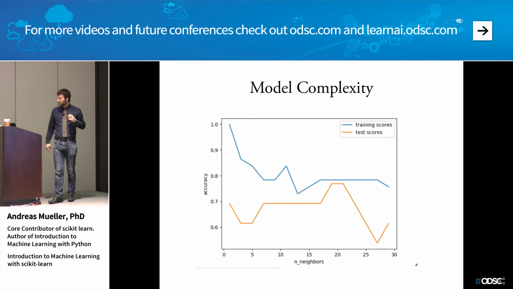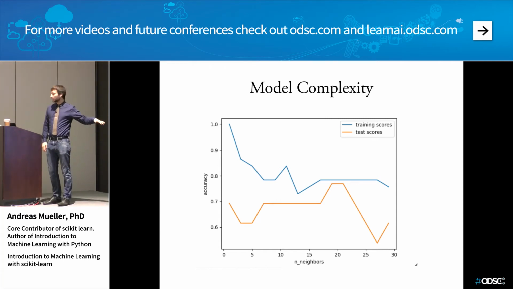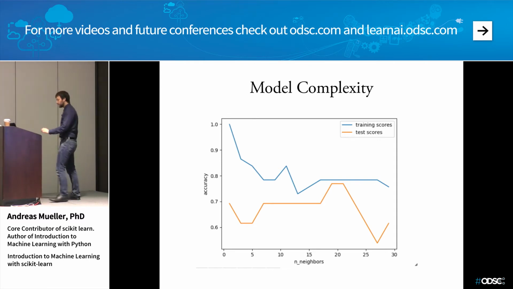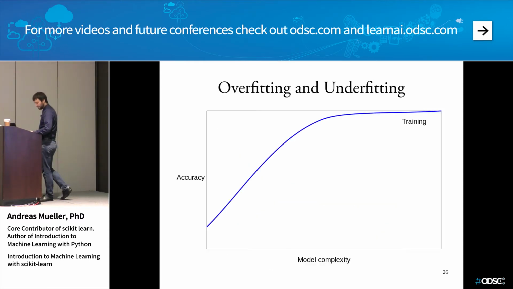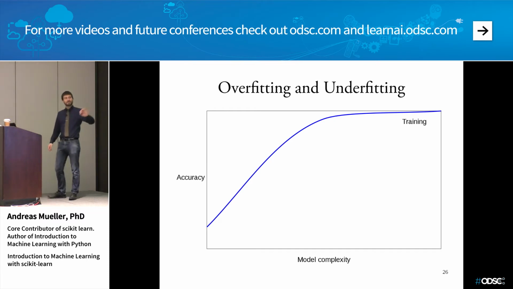For the test score, it starts up somewhere. It rises until a certain point and then goes down again. And this is a very common phenomenon. So here's a cartoon version of it. If I have a model that's very complex, the more complex it is, the better it will do on the training data set. If I have a very simple model, it will not be able to model the training data set very well and will be bad.